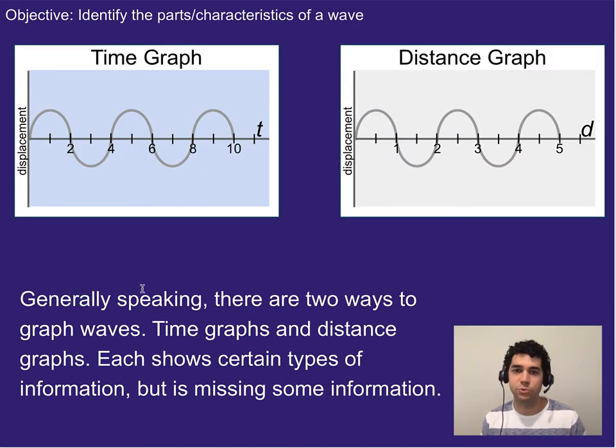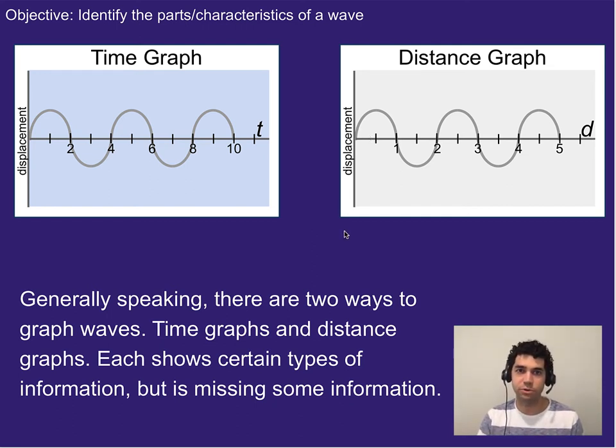Generally speaking, there are two types of graphs that you'll see for waves. One is a time graph and the other is a distance graph. A time graph just has time on the x-axis. A distance graph just has distance on the x-axis. In a time graph, we're usually looking at how one particle is moving or vibrating up and down with time. With a distance graph, we're looking at a whole length of particles and seeing how each part along the line is vibrating. Or you can think of it as the distance traveled by the disturbance.